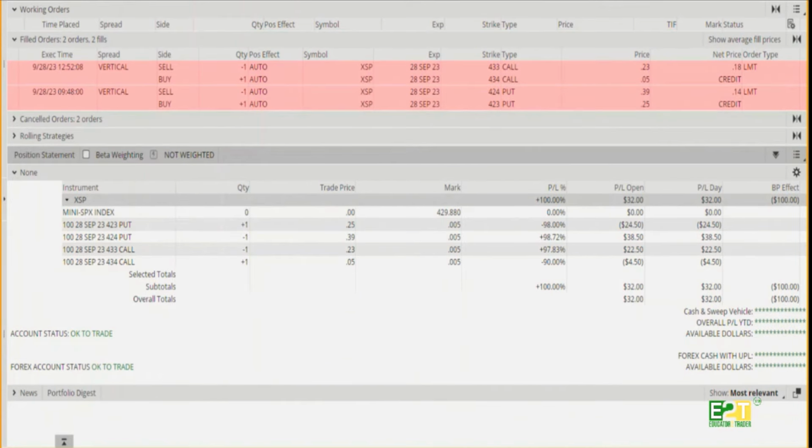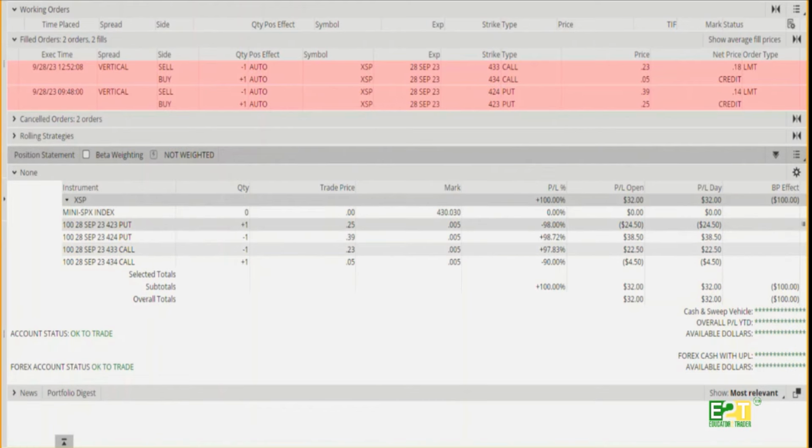The trade price column is the column that tells you how much you received in premiums. And for the put, both of these puts make up the spread. The difference between these two, 39 minus 25, is 14. That means we received $14 for this trade.